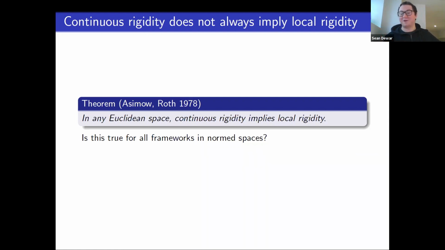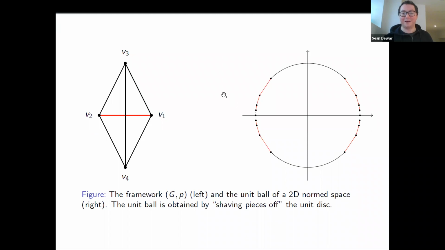But maybe that's not a problem. Maybe there's other tools we can use. So is this result true? If you have something that's continuously rigid, does it imply local rigidity? And the answer is no. There are counterexamples. So I'll quickly go through a counterexample. It's going to take a while to get your head around this idea.